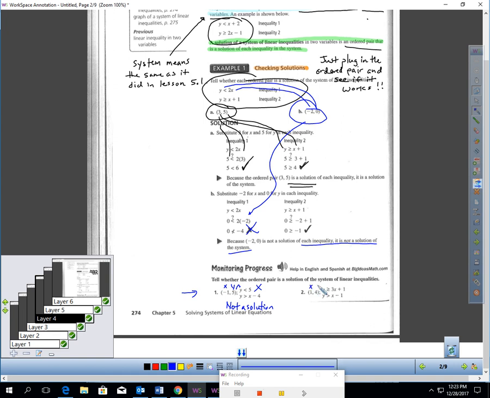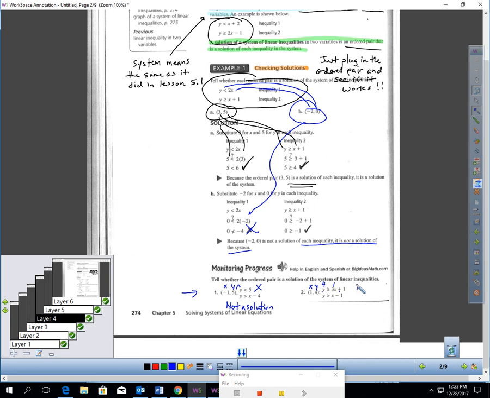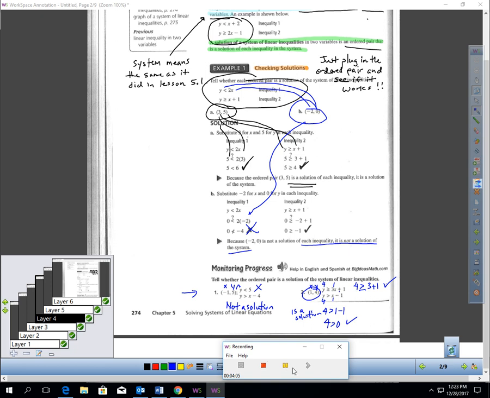I got to plug in 1 for x and 4 for y. Let's try that. So the first inequality, I get 4 is greater than or equal to 3 plus 1. That's 4 greater than or equal to 4. That's true. 4 does equal 4. And let's go to the second inequality. I'll plug in a 1 for x and a 4 for y, and I'm getting 4 is greater than 1 minus 1. That's true. 4 is greater than 0. So this is a solution to this system. So number 1, not a solution. The ordered pair for number 2 is a solution.